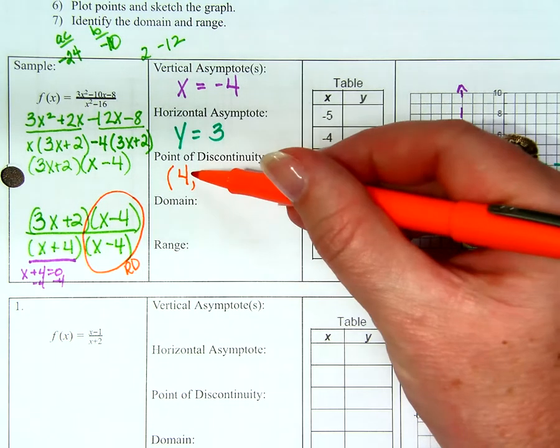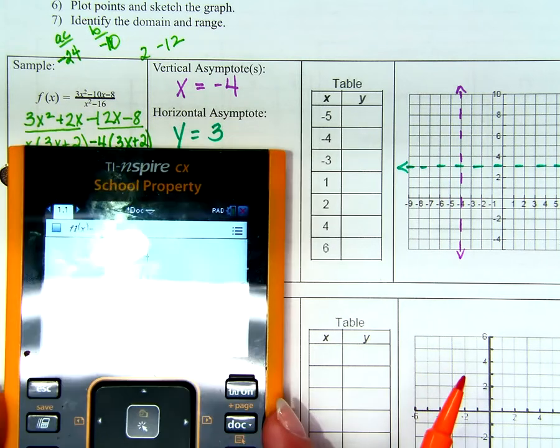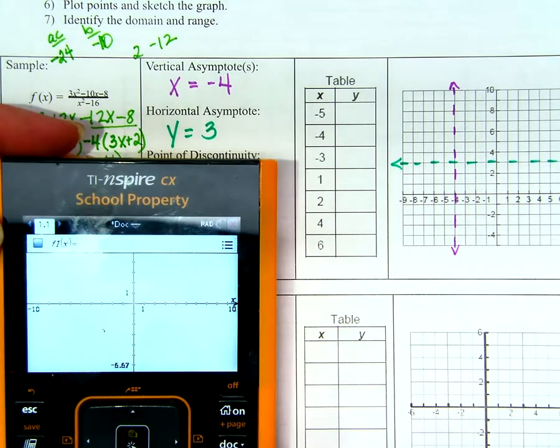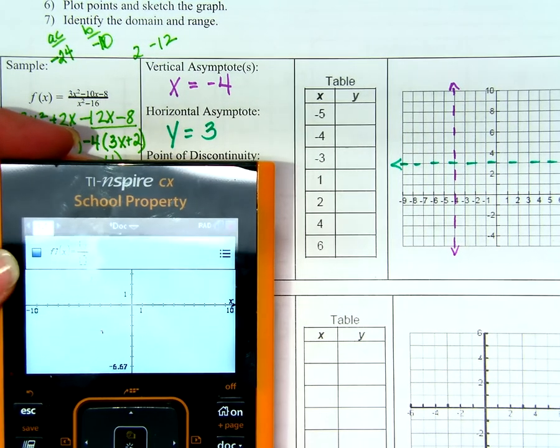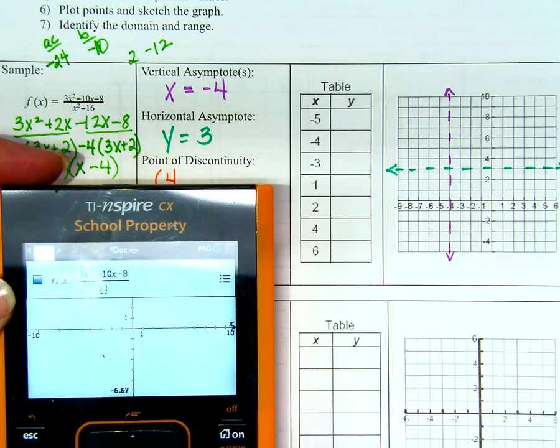If I know the x value, how could I find the y value? There's several different ways. Which way do you choose? Plug it in for x. We could do that. That's one way. What's another way? I could look at the table, right? I could put this in the graph, the equation. So I put in 3x squared minus 10x minus 8 over x squared minus 16.